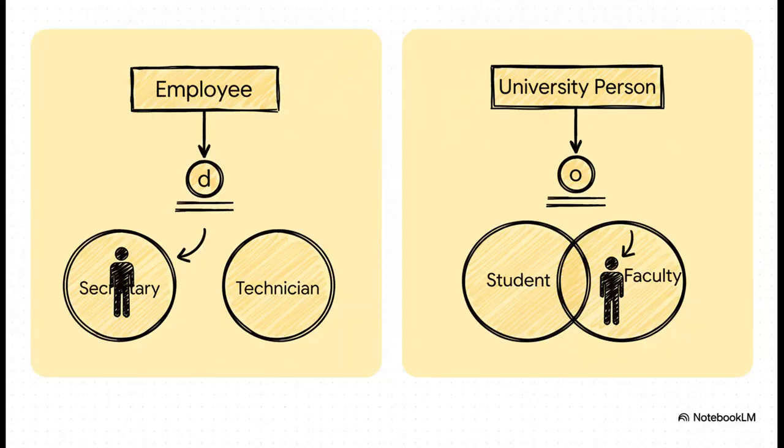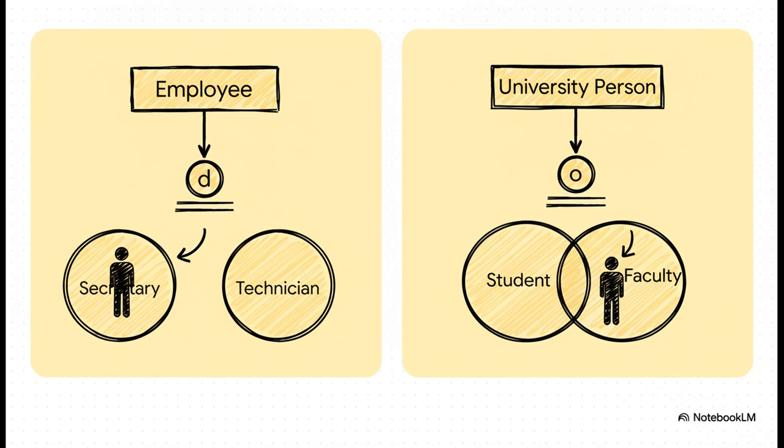First, there's the disjoint constraint, which you'll see marked with the D. This is an either-or situation. An entity can be a member of only one subclass. An employee is either a secretary or a technician, period. Can't be both. Then you have the overlapping constraint, marked with an O.